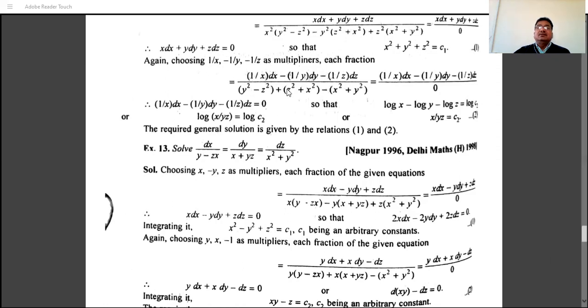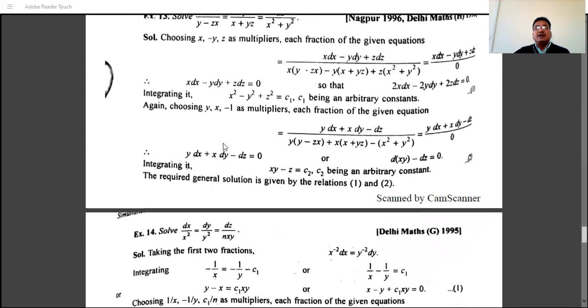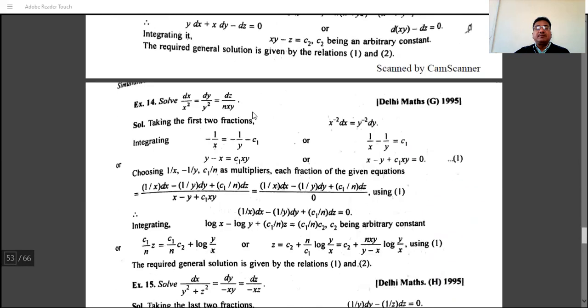Next, problem number 13: the multipliers are x, minus y, z, and the other set is y, x and minus 1. So this is the other set of multipliers.